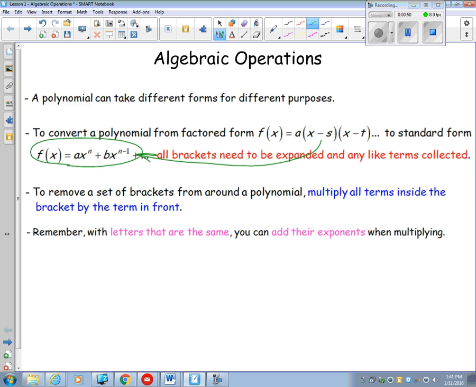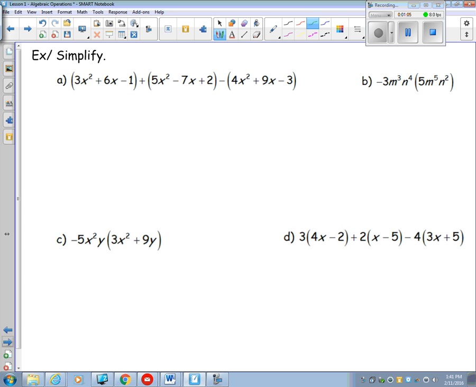Okay. Some things to remember: whenever you have things in front of brackets, we want to multiply everything inside the bracket by that value or by that term or by both of the terms. And when it comes to letters, if you have letters that are the same, you can add their exponents. Okay. So some examples here. I want to get rid of all these brackets. Okay. I need to multiply what's in front by what's inside.